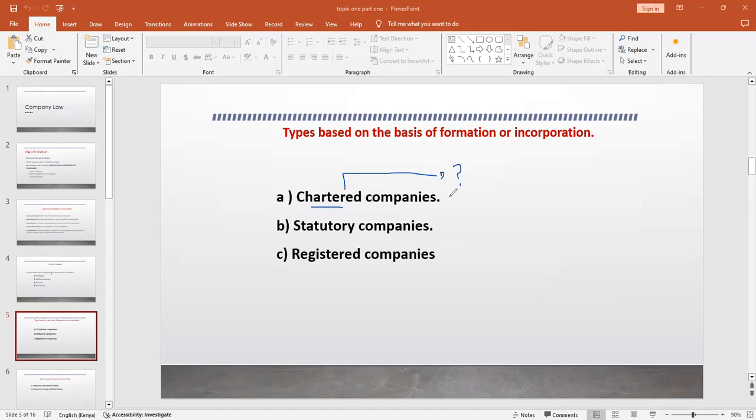Well, it's a company formed by a charter, meaning there was some document or some authority that approved the existence of that company. So they were given a charter to run the company or to run the business. So can you give me an example? Just think. Any company that you can think of that must have a special permission for you to start that company or for you to start that business. Which one?